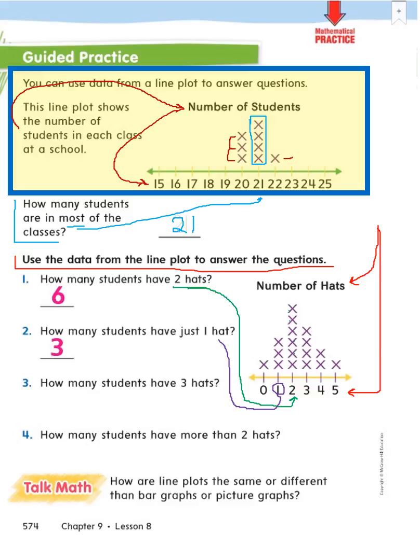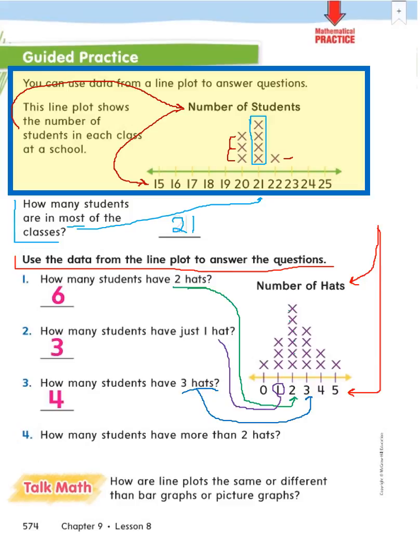Number 3, how many students have 3 hats? Hopefully you said 4. How do we know? Can you explain it before I do? 3 hats. So oh yeah, you're fast. We go to the number 3 and we count the X's, and there are 4 of them.